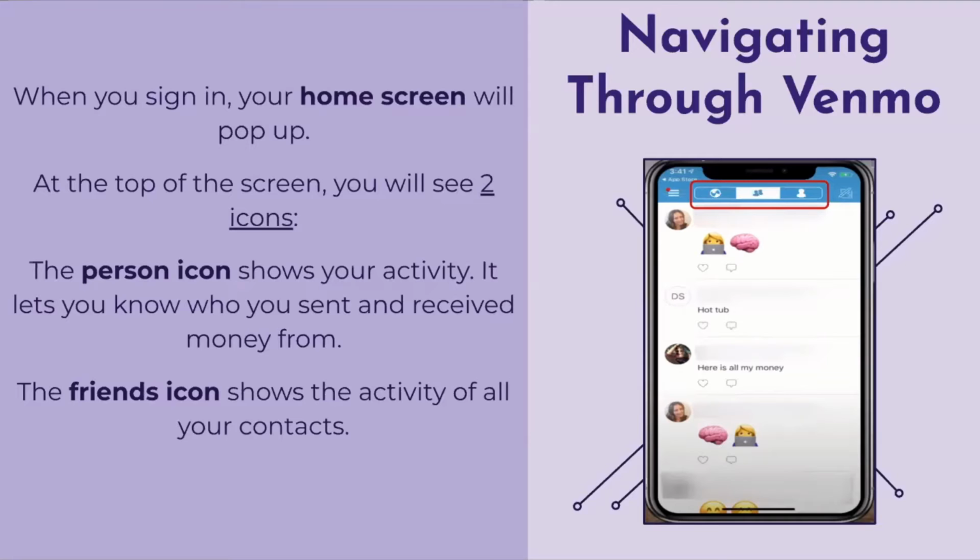And then the rightmost icon from those three is the person icon, which just shows your own activity, such as who you've sent money to, when you sent money to them, and then who has sent money to you. So just all of your personal transactions.